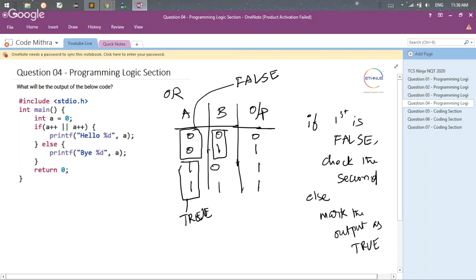Guys, this is very basic. Stick on to this. They might ask you a lot of questions based on this. The AND operator and OR operator, they might ask you a lot of questions just based on this one. So please make sure that you are understanding this question very clearly.